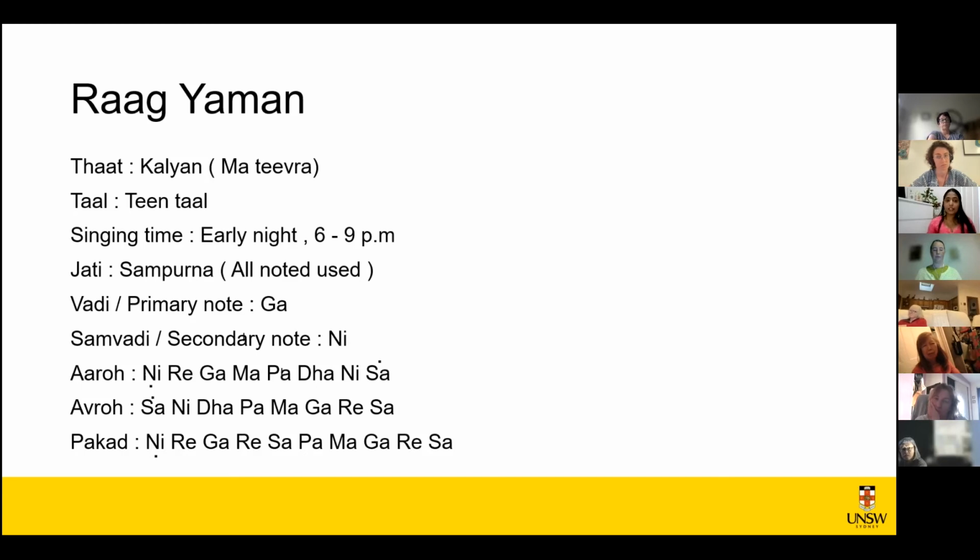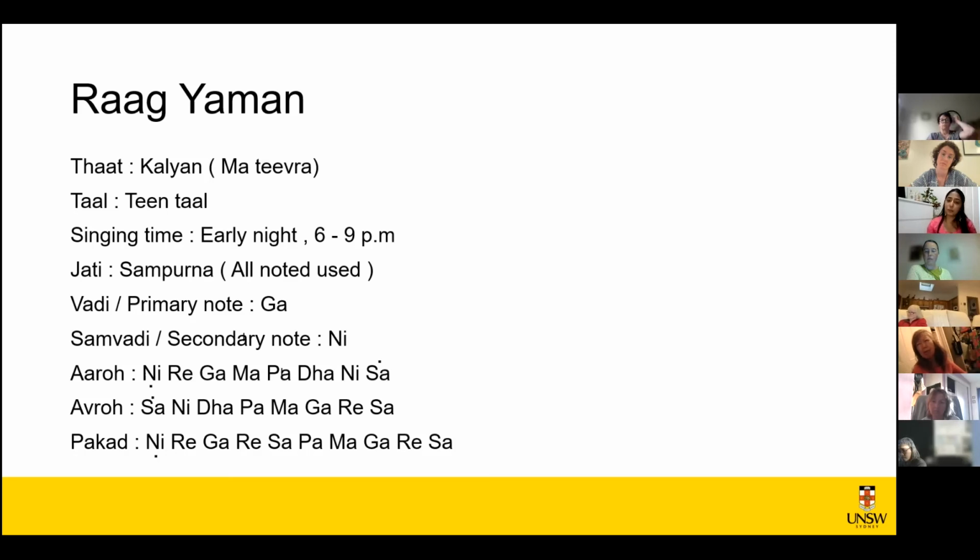Next, we start with aro, like we had. So we create a mood for rag. Ideally, when you go for a classical show or concert, it would be just one rag being sung for 1 hour, 2 hours straight. So you have to set a mood for it.